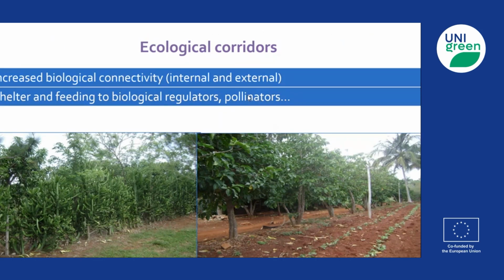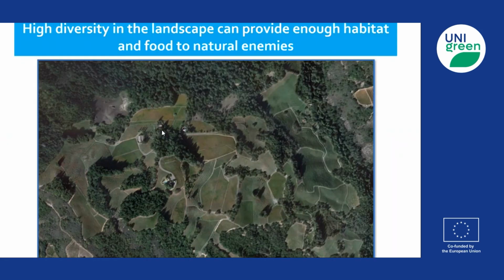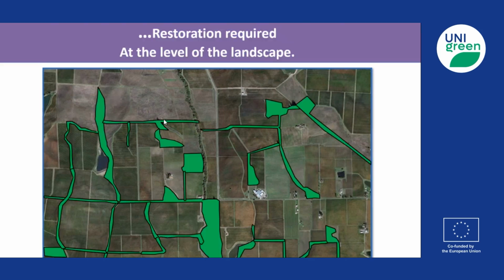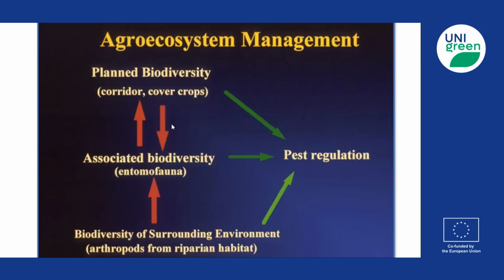And there are many examples. These are from Cuba. Okay, to finish, I can say that high diversity in the landscape provides enough habitat for beneficial insects, but there are places where we have low diversity, so we need to create this. For that we need agroecological territories that decide, okay, here we are not going to apply pesticides, everybody is going to do this. Training is very important.